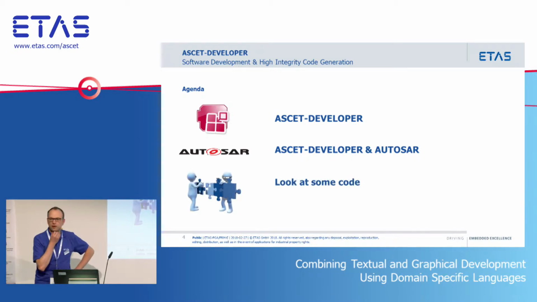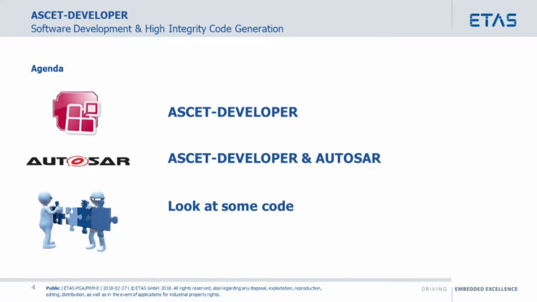And we're going to look at a bit of code. We're actually going to look at a little bit of code called ESDL, which is the notation that we use inside of ASCII for describing systems.